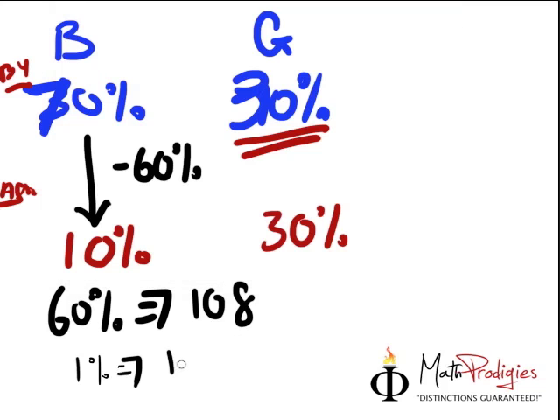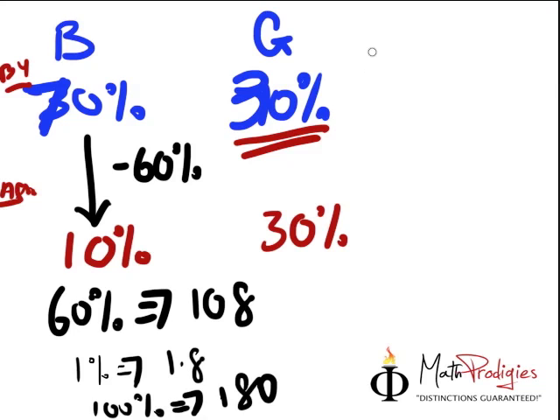That will give you 1.8. And then we have to multiply that by 100% to find the total number of boys before they left. So 1.8 times 100 is 180. So the number of boys originally was 180. Very simple. Again, this is all about understanding the percentages.